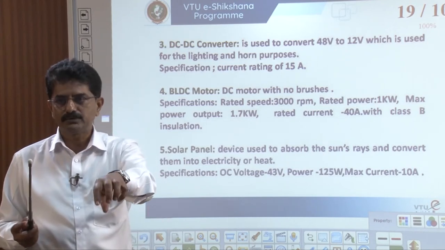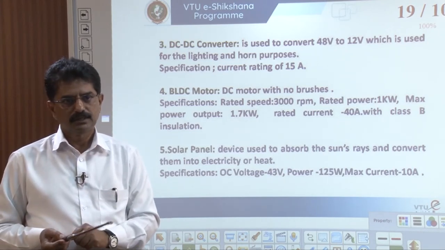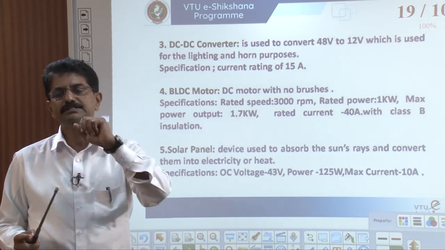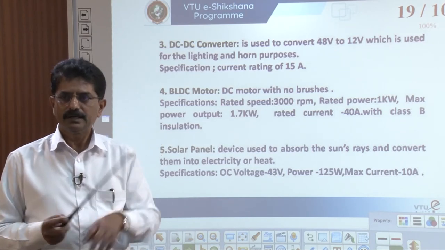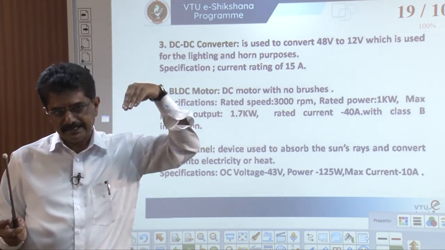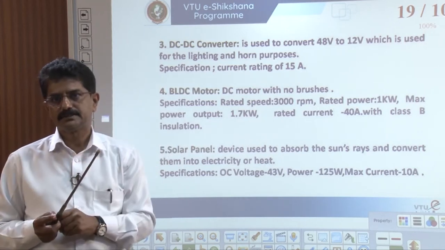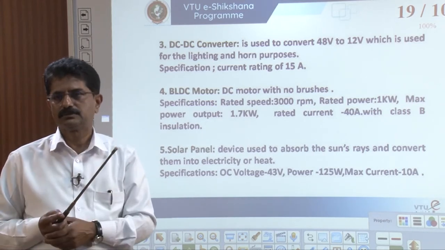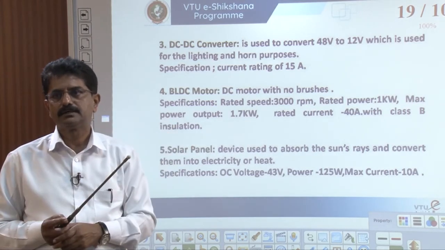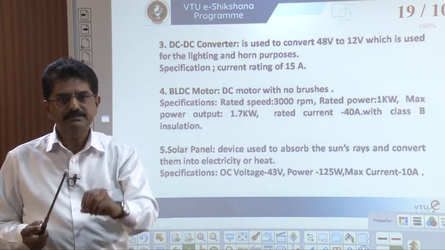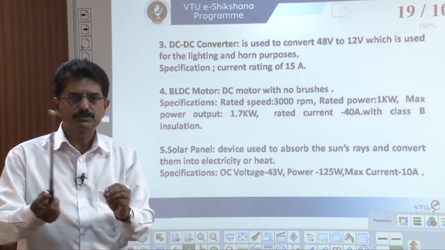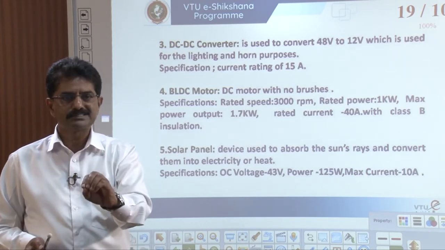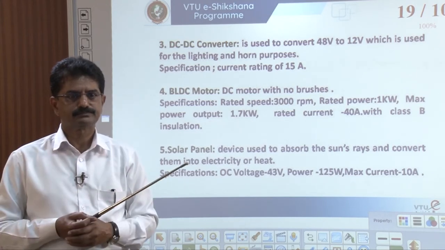If you use a DC shunt motor, what will happen? Number one, there is a brush. Whenever current passes through the brush, a spark takes place. If there is a continuous spark across the armature, carbon forms, which increases the insulation property. The output decreases and the efficiency of the machine decreases. Therefore, we have to switch over to a brushless DC motor. There is no question of producing spark in a brushless DC motor.